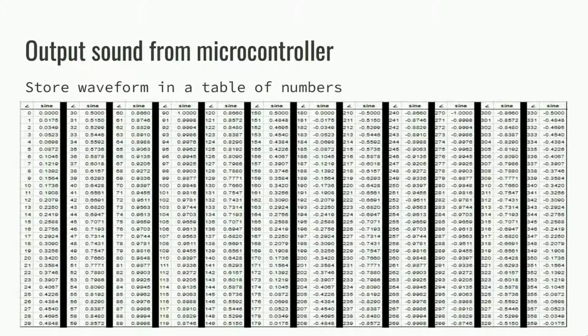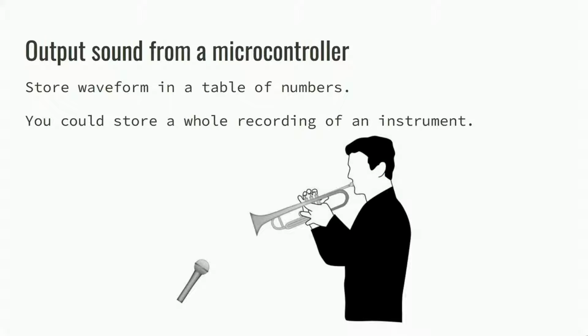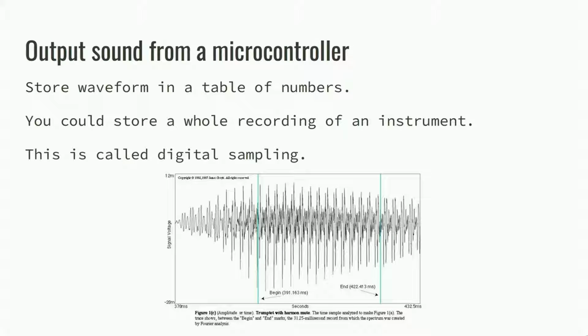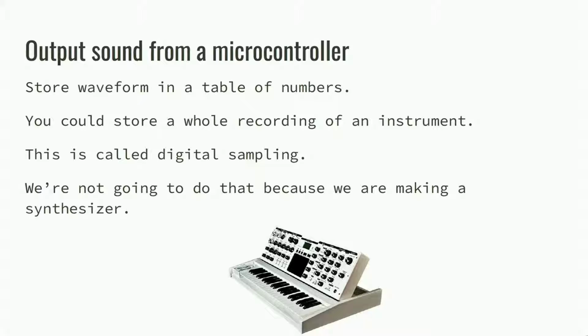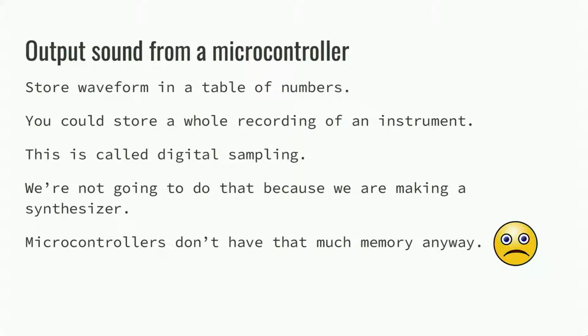So you can store your waveform in a table of numbers. Make sure you write this down. And you could store the whole recording of an instrument. That's digital sampling, but that's not what we're doing. We're going to build a synthesizer, which makes sounds with calculations. Microcontrollers don't have that much memory anyway. At least they didn't used to. When I wrote this, they didn't.